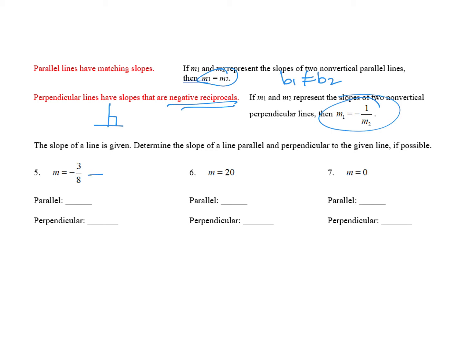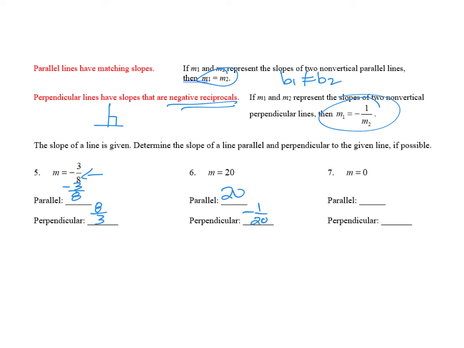If my slope is negative 3/8, the slope that is parallel is negative 3/8 because they are the same. The slope that is perpendicular is the negative, in other words, the opposite sign. Since my slope is negative, my perpendicular slope will be positive. And then the reciprocal, the fraction flipped over. So this would be positive 8/3. Okay, number 6, a parallel slope is going to be the same. The perpendicular slope is going to be the negative reciprocal, so negative 1/20.